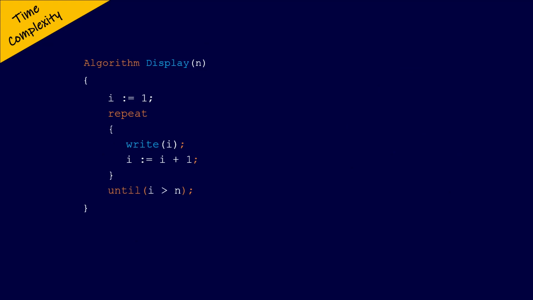The first statement of the algorithm is variable I is assigned value 1, which is an assignment statement. An assignment statement takes unit time to compute, so its frequency is 1. Then we have the repeat until loop, and we have the write statement inside the repeat until loop. The write statement is a primitive statement which will take unit time to compute.